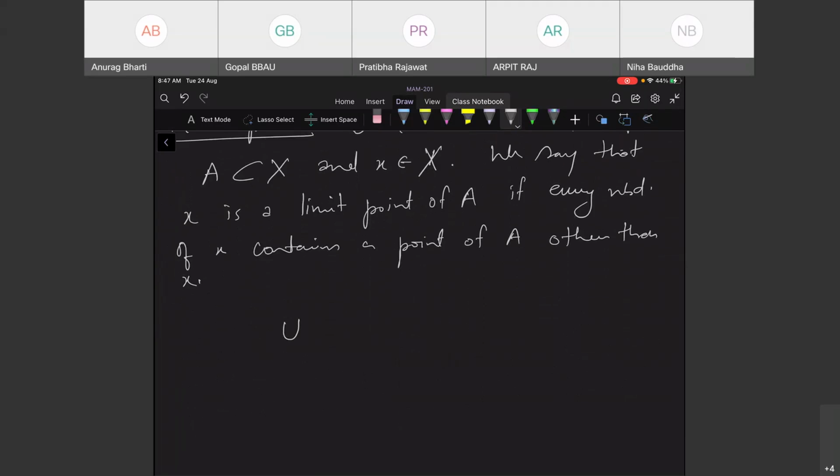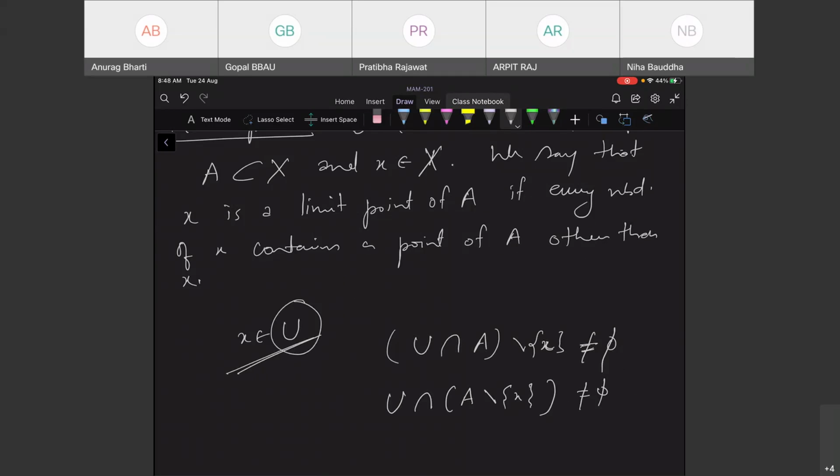So this means if you are considering any arbitrary neighborhood U of x, x in U, and you are taking the intersection of U and A, and you are not taking this x, this would be a non-empty set. Sometimes you can say U intersection A minus {x} is non-empty. And this is true for every such neighborhood which contains x, not only one, every neighborhood.